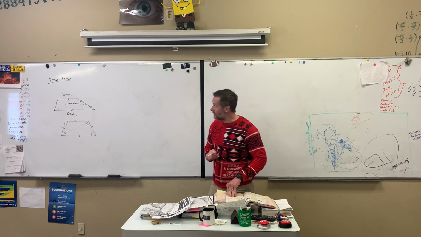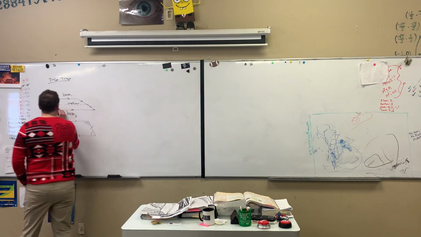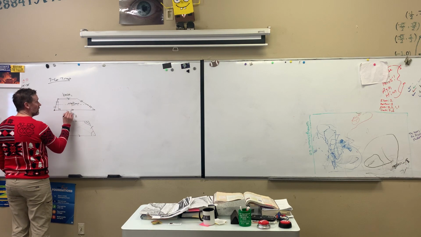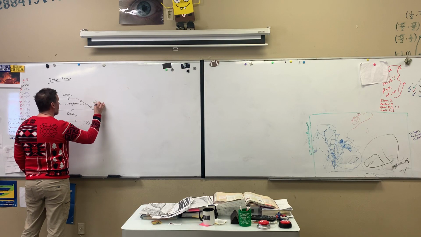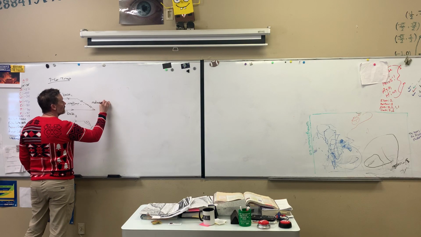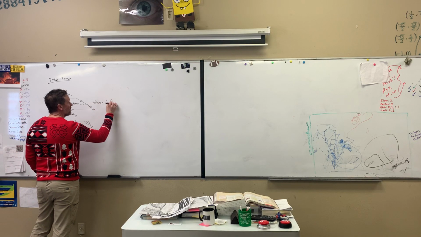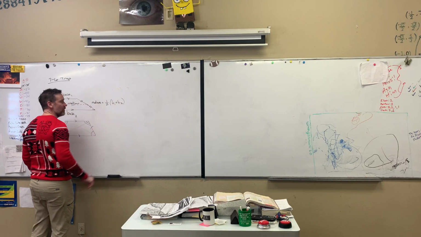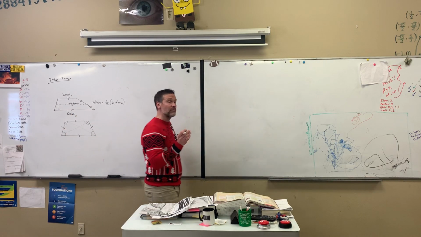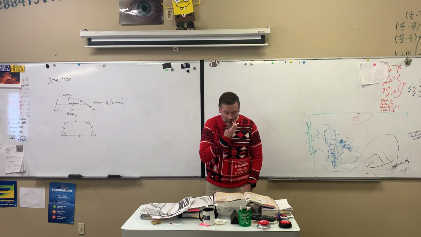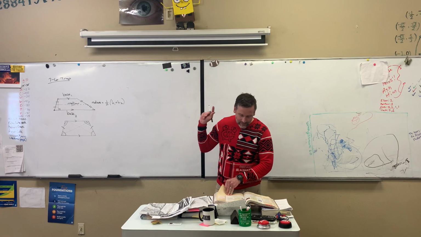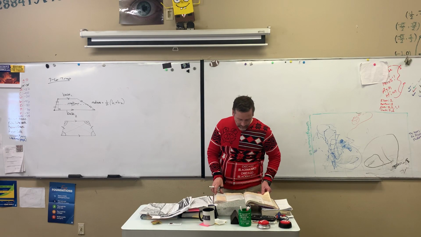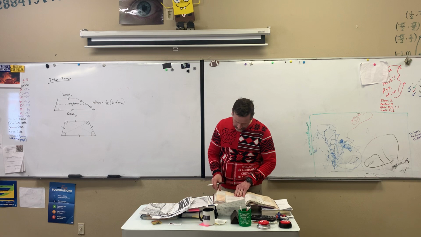The thing I wanted to state about the median is that the median of a trapezoid is parallel to the bases. And then a little formula for the median: the median is equal to 1/2 the sum of the bases added together. So base 1 plus base 2, divided by 2, is equal to the median. The median of a trapezoid is parallel to the bases, and its measure is 1/2 the sum of the measures of the bases.